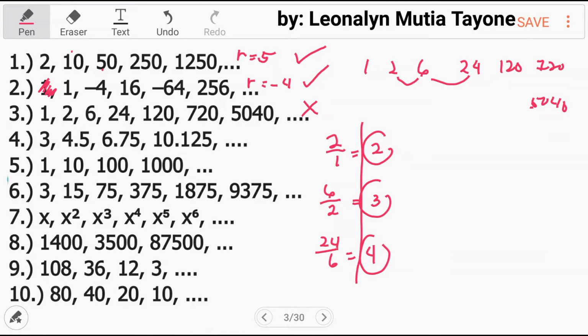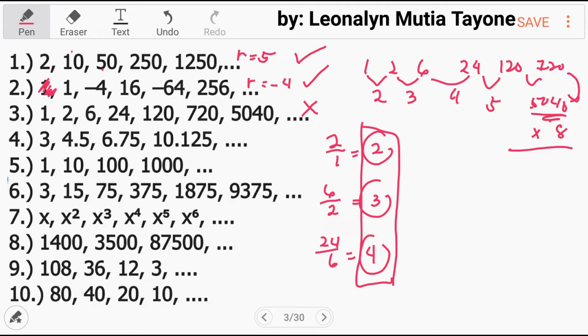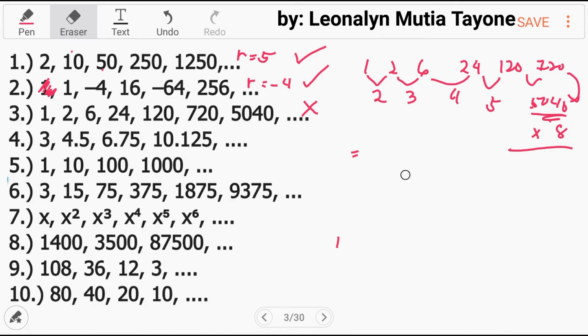Pero, using this pattern, ma-identify natin ang next term dito. So ito ay times 2, times 3, times 4, times 5, times 6. So pagka dito times 7. So bali ito, para ma-identify mo yung next term, this is times 8. But anyway, forget about this. Kasi geometric sequence muna tayo.